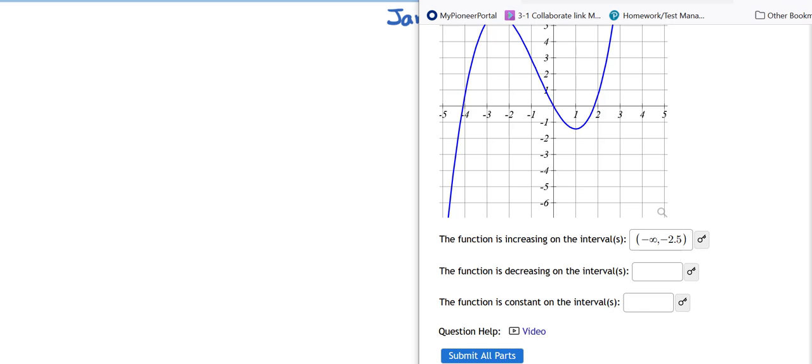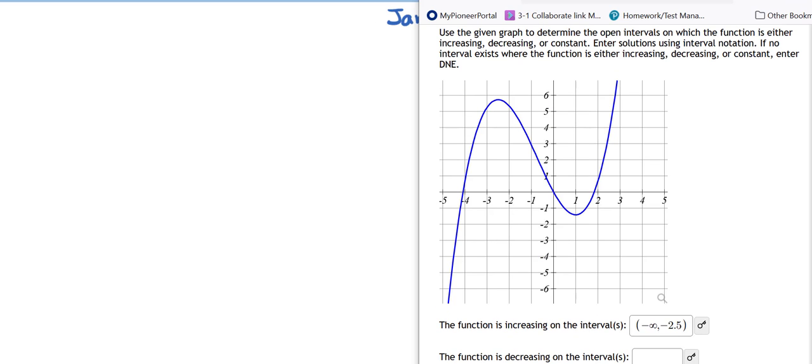And actually, I have to go back to that because you have to give all the sections where it's increasing. So it was increasing here. It's also increasing here. So I'm going to want to go back here and do a union from 1 to infinity.